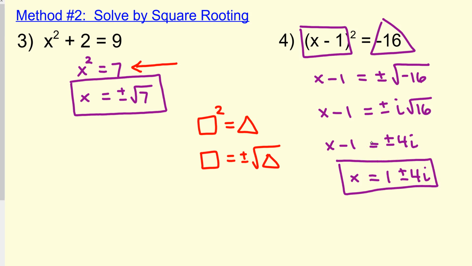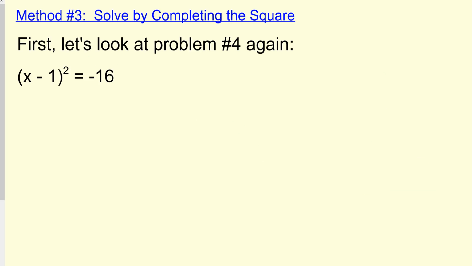Okay, let's move on to method number 3. So method number 3 is to solve by completing the square. And completing the square is a process which allows us to take any quadratic equation and get it into the form that we saw for problem number 4. And if you have your problem in this form, you can square root both sides.